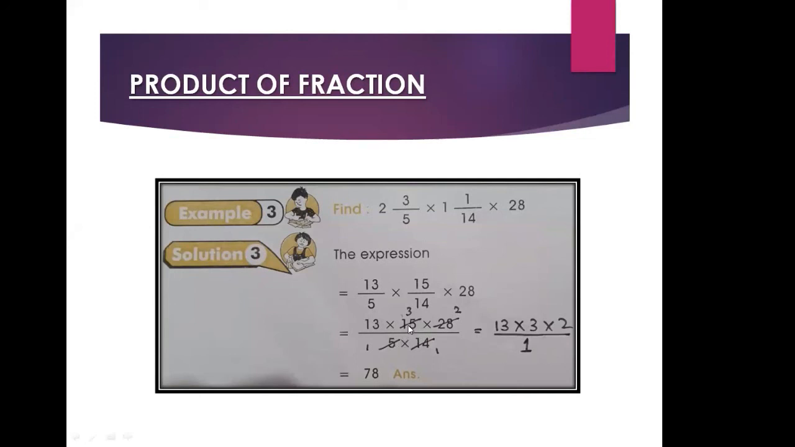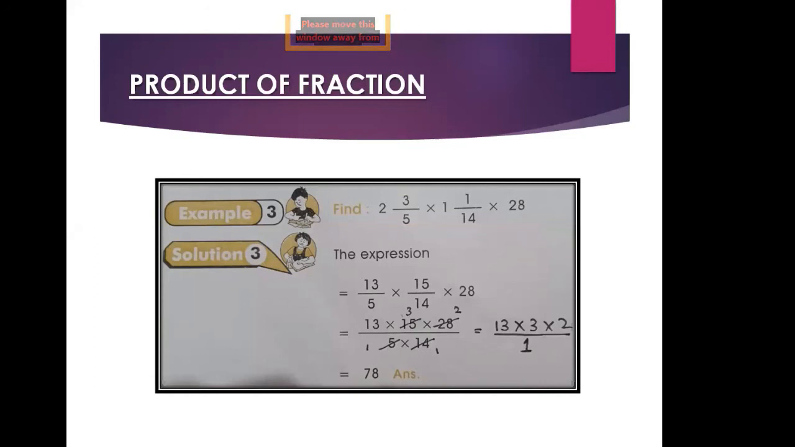You can see that cancellation is possible. 5 and 15 are easily cancelled with each other. 14 and 28 are easily cancelled with each other. 5 ones are 5, 5 threes are 15. 14 ones are 14, 14 twos are 28. Now what is left in the numerator? 13, 3 and 2. And in the denominator 1 and 1. Multiply all these three values with each other. 13 multiplied by 3 multiplied by 2 becomes 78. 1 is the denominator, no need to mention it in the answer. So the answer of this question is 78.